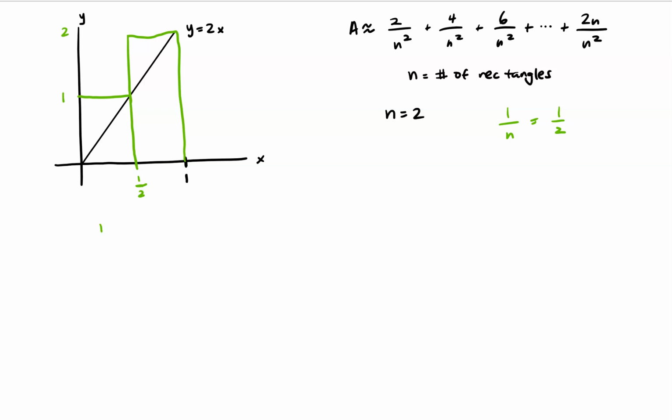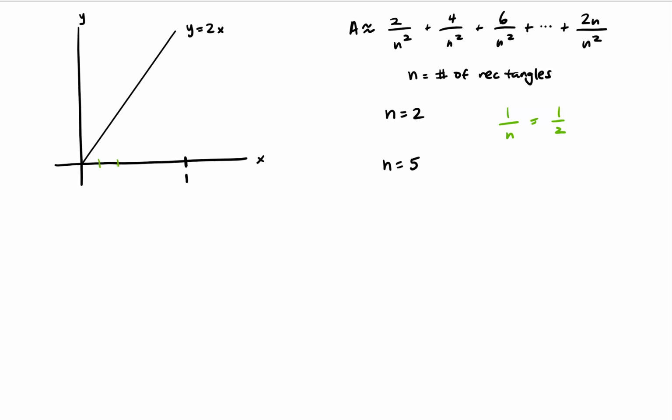So 1/2 plus 2 is equal to 2.5. Now remember, the actual area is equal to 1, so we're 1.5 units over. So how could we make this more accurate then? Well, it turns out that you get more accurate the more rectangles that you use. So what if we used n equals 5 as the number of rectangles? Well, then each rectangle would have a base width of 1/5 or 0.2.